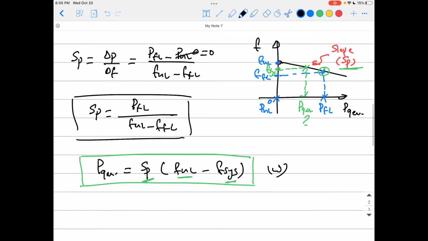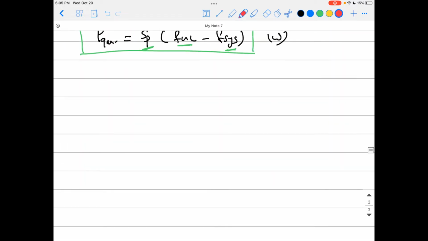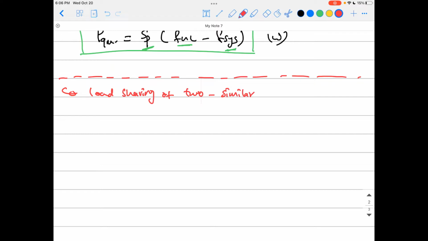Okay, guys? A very nice application of using the FP relationship is how to determine the load sharing of two similar sized generators.